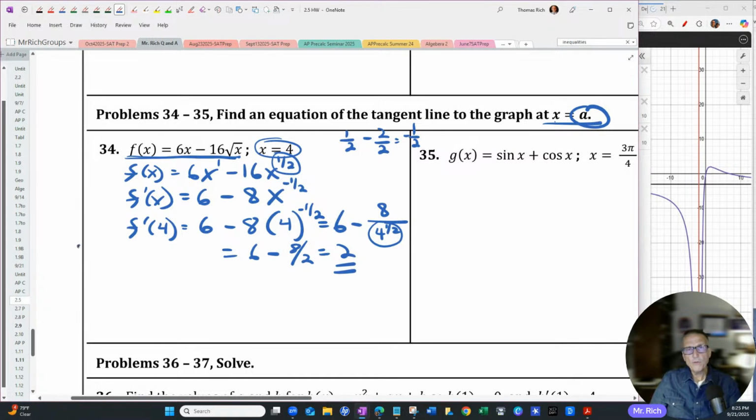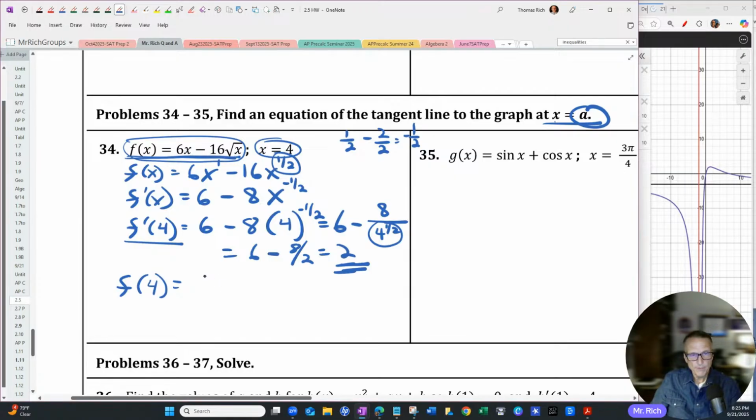But now I need to know the point of tangency. I need to find out what the y value is on this function when x is 4. So I'm going to find f of 4. Okay, I needed f prime of 4 to get the slope of the tangent line. I need f of 4 to get the point of tangency. I need to know the y coordinate where we're talking about on this function.